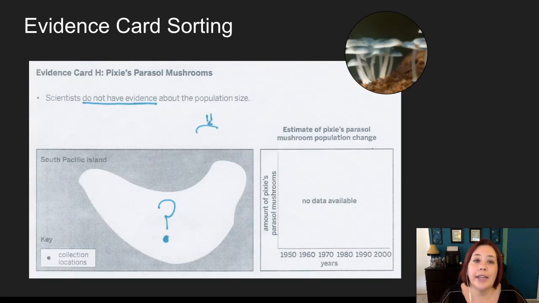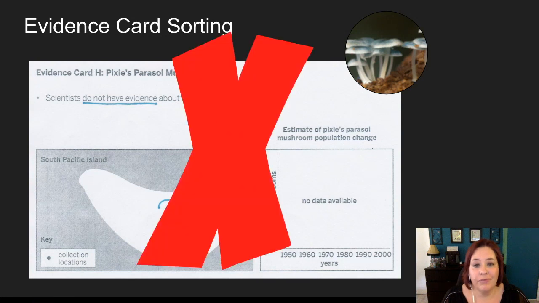Let's take a look at our first evidence card, the pixie parasol mushrooms. Now, scientists don't have any evidence about this population size. So guess what? There's nothing we can do with it. It's got absolutely no purpose to our investigation, to our claim. So you know what we're going to do with it? We are just going to throw it out.